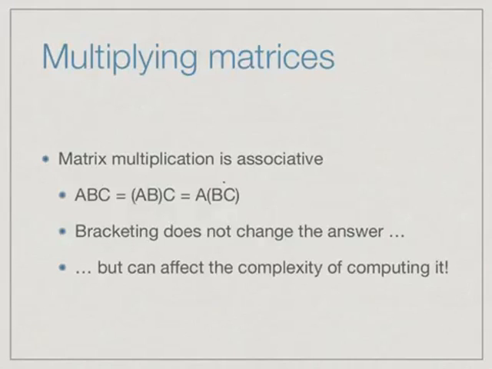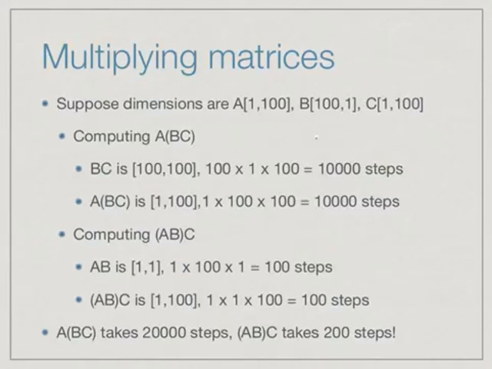So the bracketing doesn't change the answer, the final value is the same, but it can have dramatic effects on the complexity of computing the answer. Why is this the case? Suppose we have these matrices A, B and C. A is 1 by 100, so it has just one row and 100 columns. B has 100 rows and one column, and C again has one row and 100 columns. So these are matrices which look like this.